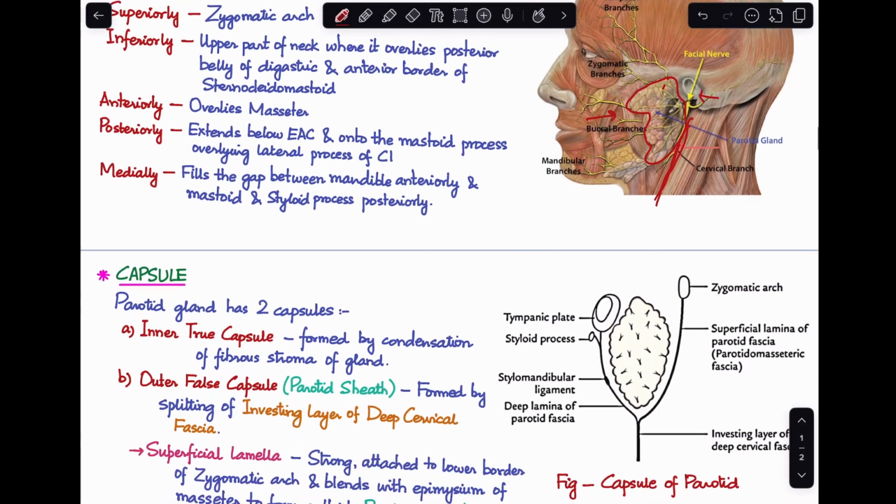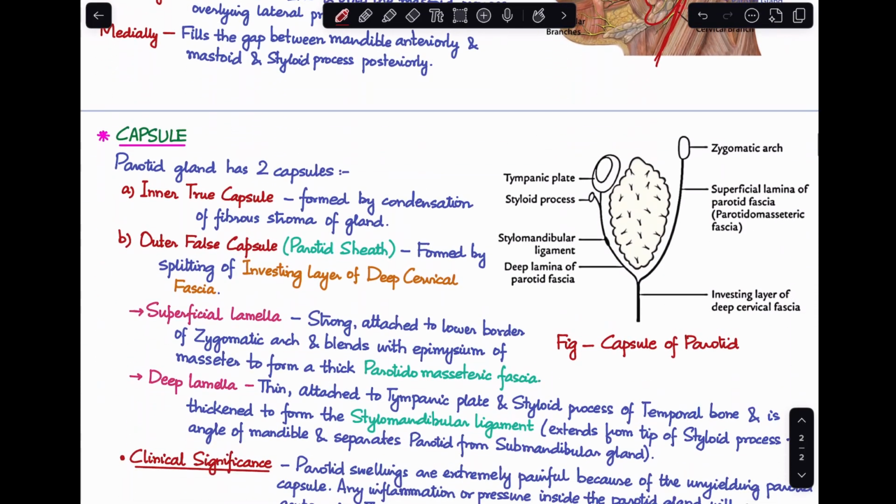Now, the parotid gland has two capsules. There is an inner true capsule and an outer false capsule. The inner true capsule is formed by condensation of the fibrous stroma of the gland. Whereas the outer false capsule, which is also known as the parotid sheath, is formed by the splitting of the investing layer of the deep cervical fascia. Now let's look at the image over here. This right here is our investing layer of the deep cervical fascia. You can see how it splits over here and encloses the gland completely.